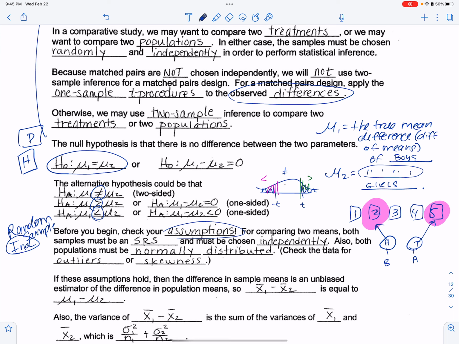Independent, of course, you're going to see, are they independent? That's really, really important. You must see that these two samples are actually independent from each other.